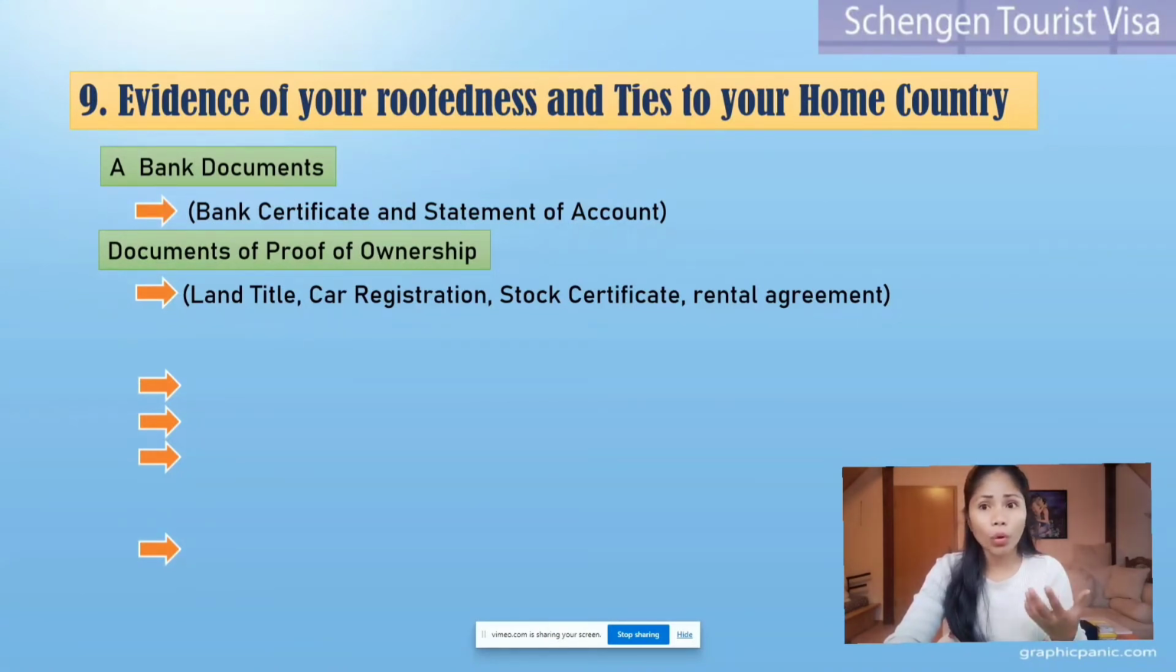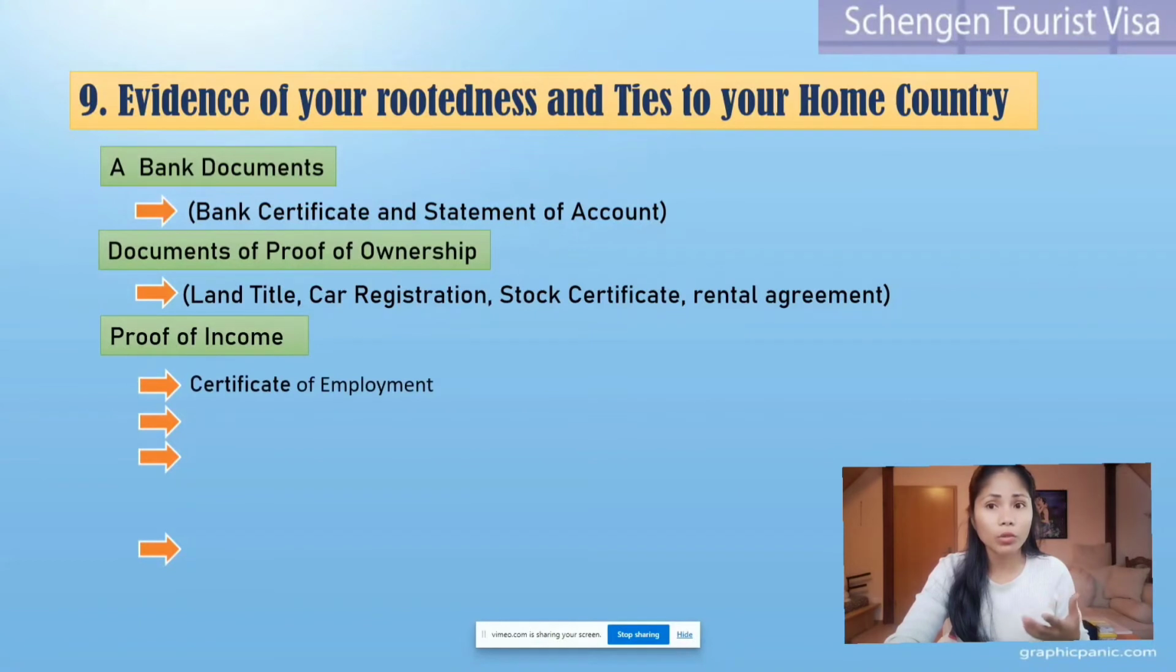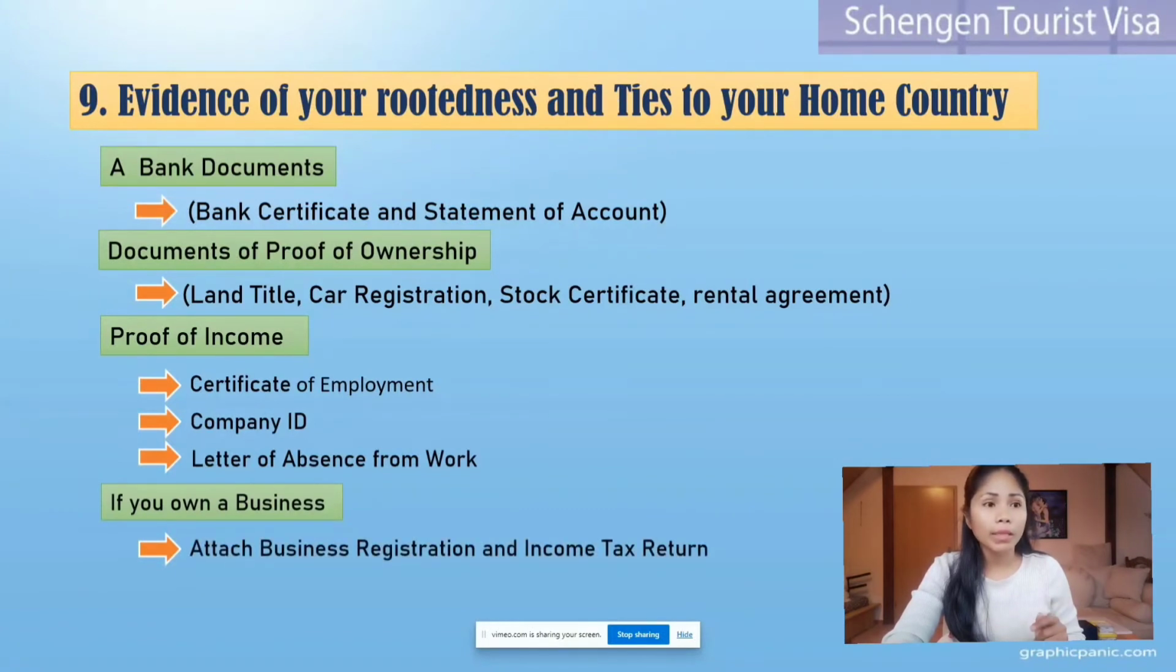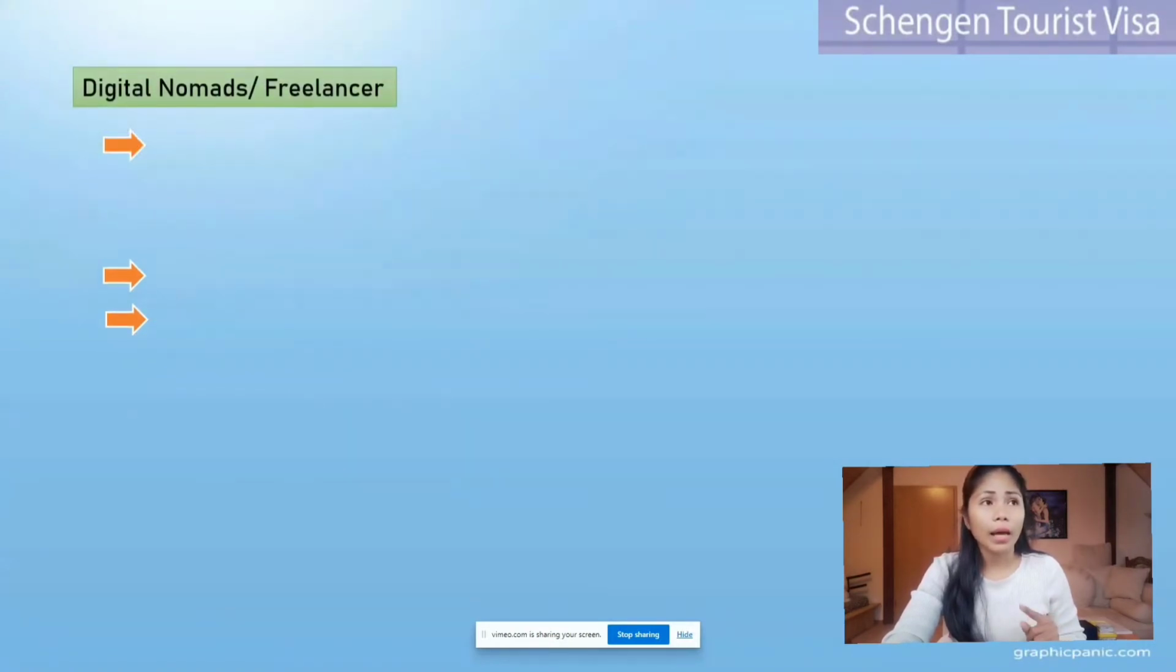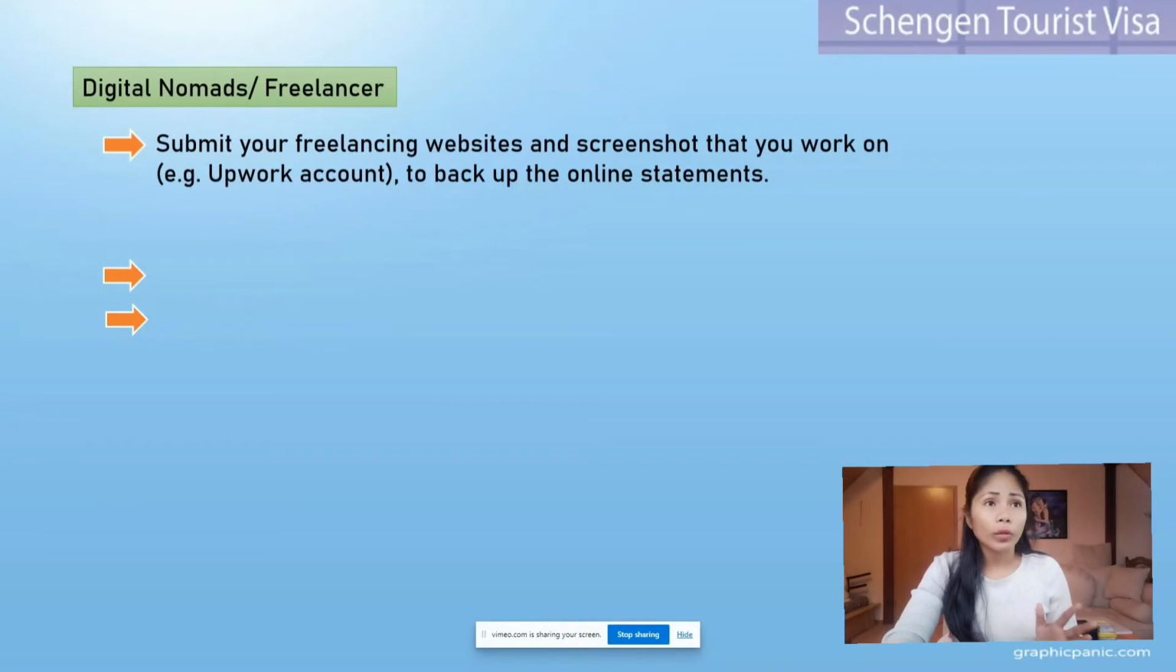Ayan, also proof of income. You have your work. Ayan, nagtatrabaho ka sa Pilipinas. So, to prove it to the embassy, you need to pass your certificate of employment together with your company ID and letter of absence. And if you own a business, attach business registration and income tax return. And if you are a digital nomad or yung tinatawag nating freelancer, submit your freelancing website and a screenshot that you work on, for example, your Upwork account, to back up the online statement.